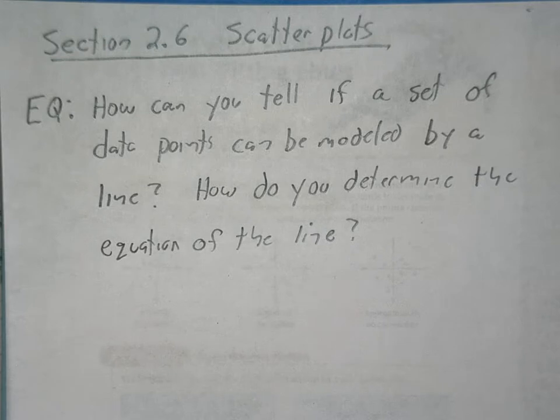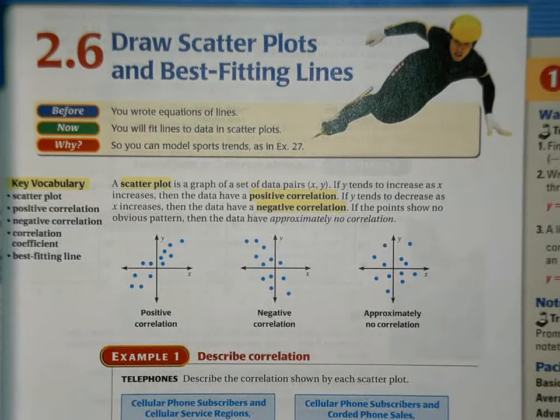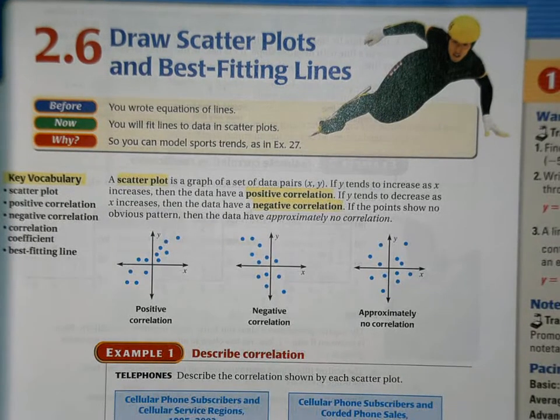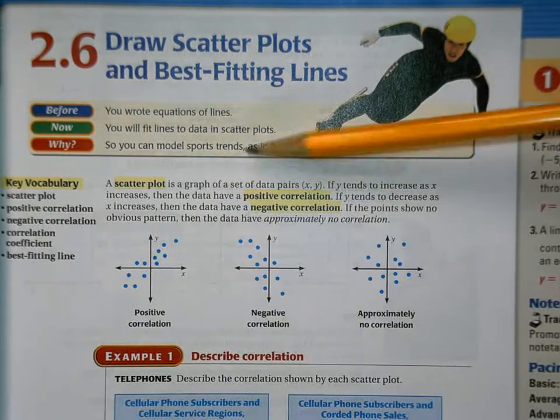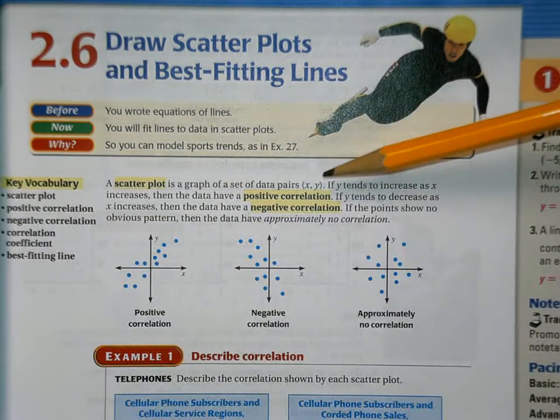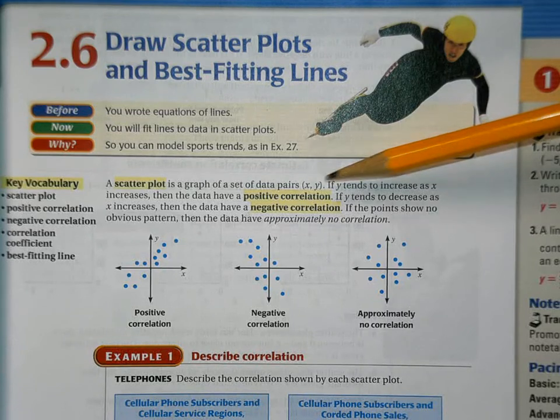So before we get into problems, let's look in the text here on the first part of the section, a couple vocabulary terms. It says here, a scatter plot is a graph of a set of data pairs. So it's just basically data XY coordinates.